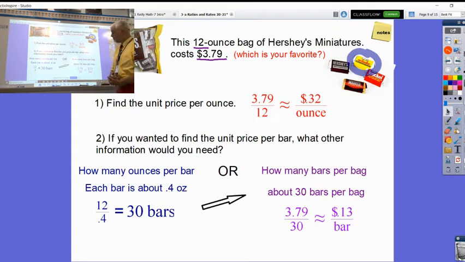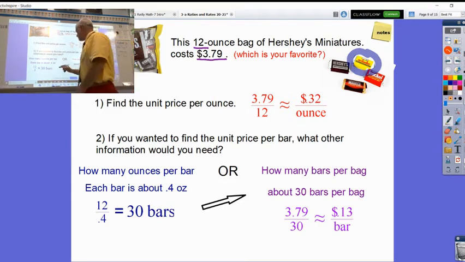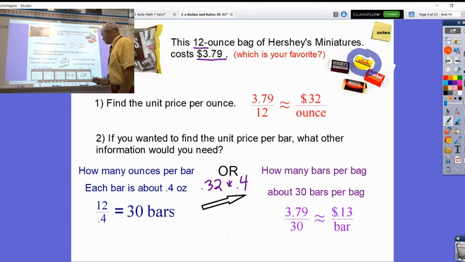13 cents per bar. The other way you could get it, which I didn't really think about until just now, is that over here, if you knew each bar was 0.4 ounces, and you already calculated that it was 32 cents per ounce, you could just do 0.32 times 0.4. That comes out to about 13 cents per bar. It's actually 12.8 cents per bar.